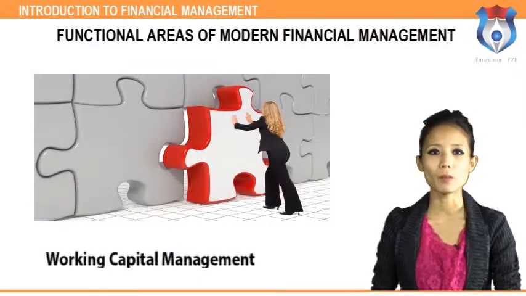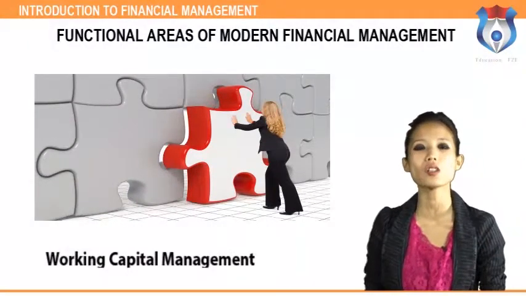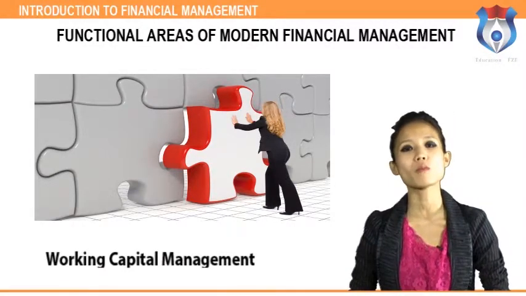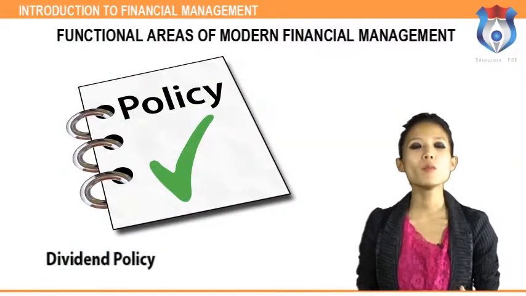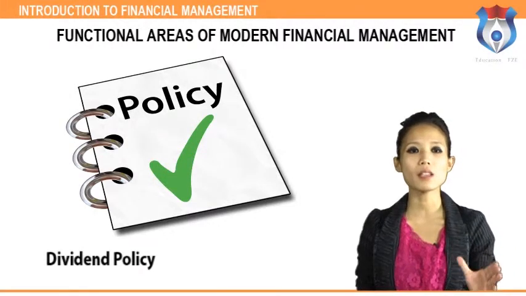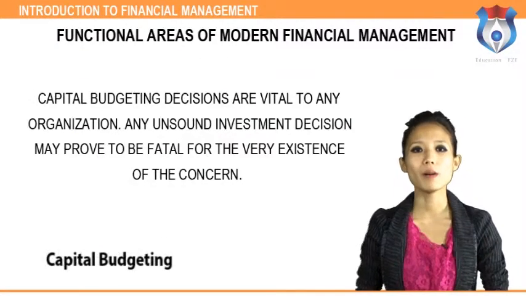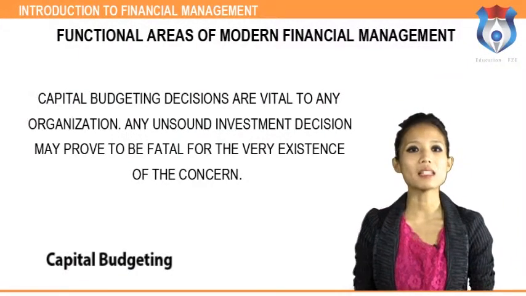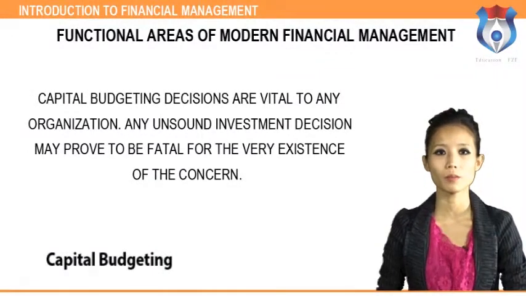Working capital management. Working capital refers to that part of a firm's capital which is required for financing short-term or current assets such as cash, receivables and inventories. It is essential to maintain a proper level of these assets. Dividend policy. Dividend policy is an important area of financial management because the interests of the shareholders and the needs of the company are directly related to it. Capital budgeting. Capital budgeting decisions are vital to any organization. Any unsound investment decision may prove to be fatal for the very existence of the concern.